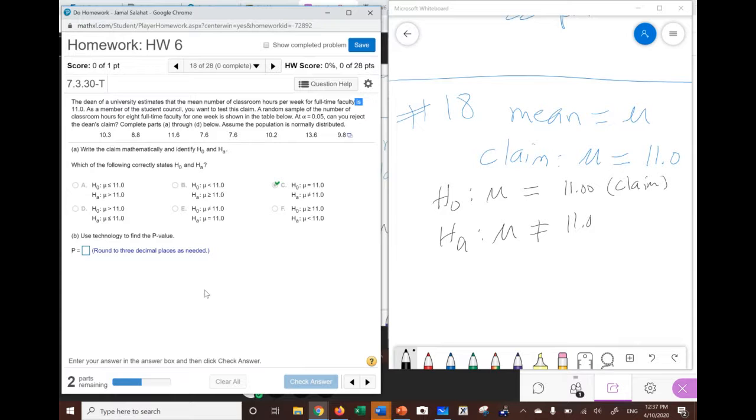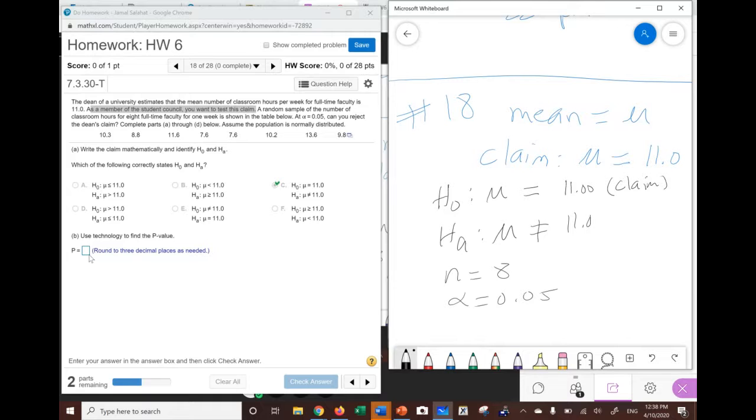They tell us, as a member of the student council, you want to test this claim. So a random sample of the number of classroom hours of 8 full-time students. If you look at the data here and count them, 1, 2, 3, 4, 5, 6, 7, 8, there are 8 students, that's n, with alpha equal to 0.05. This is given here. So you ran a survey and surveyed only 8 students, using alpha equal to 0.05. Can you reject the dean's claim? Let's continue.